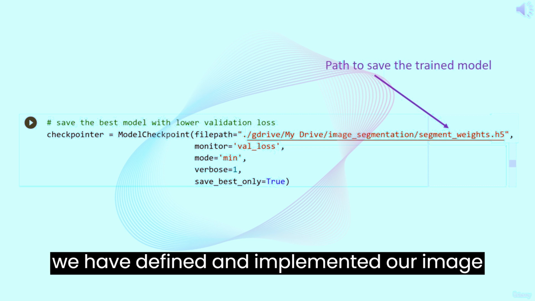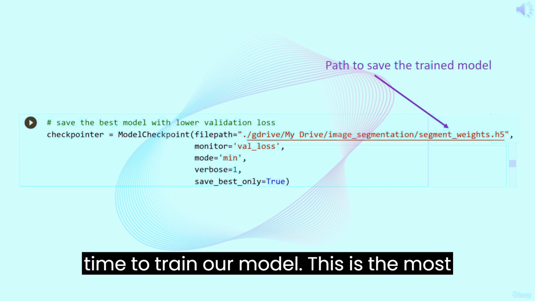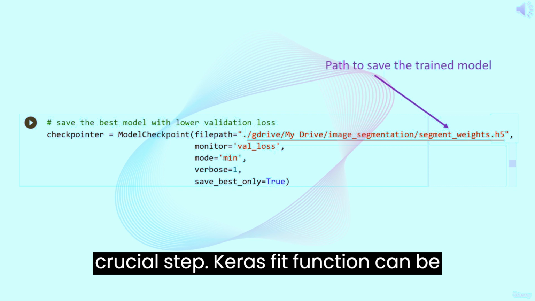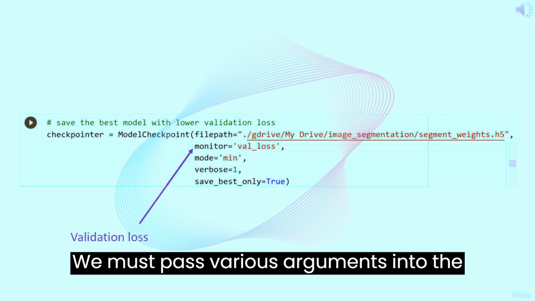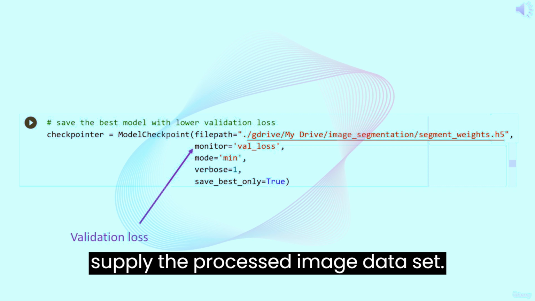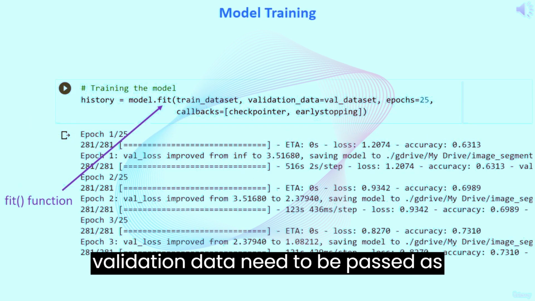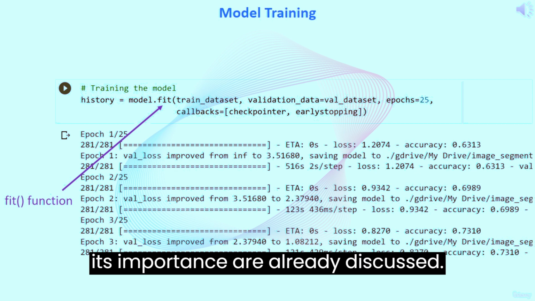Now that we have defined and implemented our image segmentation project in Python, it is time to train our model. This is the most crucial step. Keras fit function can be used to train our deep learning models. We must pass various arguments into the fit function. As discussed, we must supply the processed image dataset, the train dataset for training. The validation data needs to be passed as well. The validation data generator and its importance are already discussed.